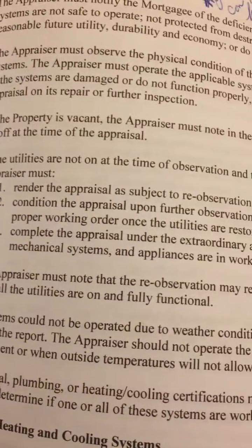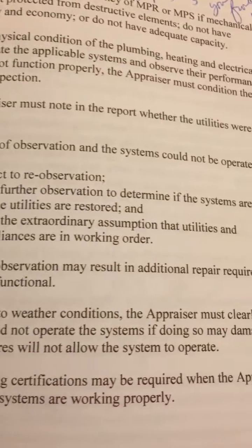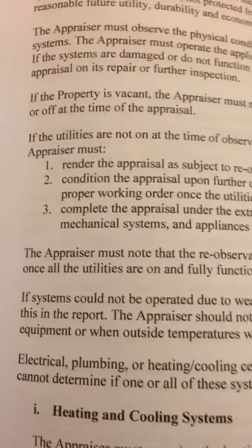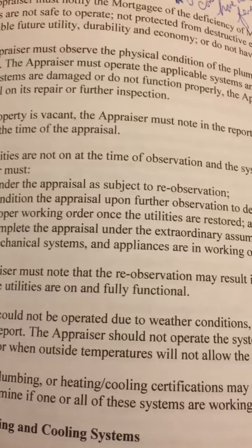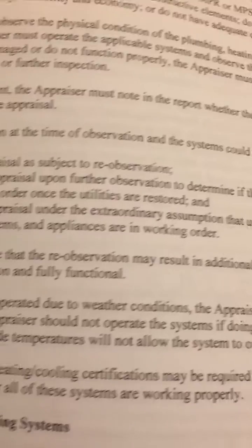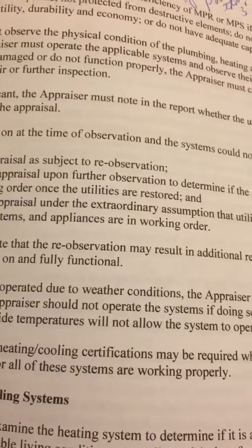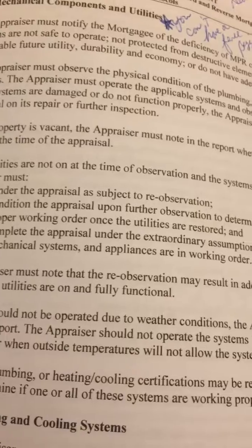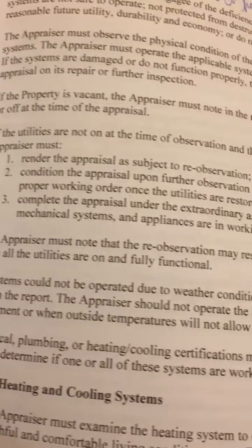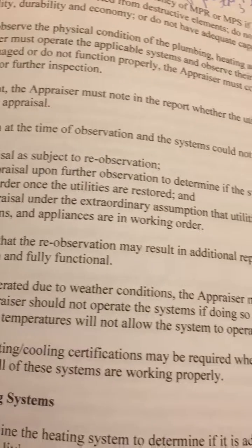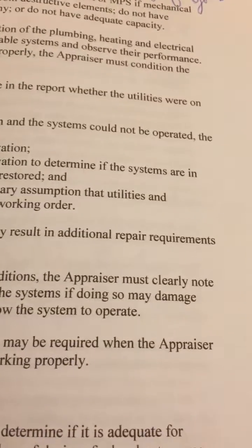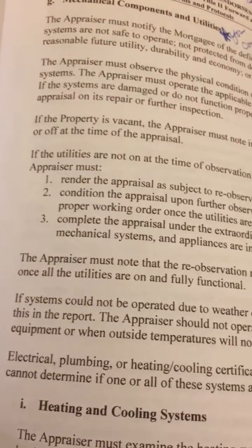2. Condition the appraisal upon further observation to determine if the systems are in proper working order once the utilities are restored. And 3. Complete the appraisal under the extraordinary assumption that utilities and mechanical systems and appliances are in working order. The appraiser must note that the re-observation may result in additional repair requirements once all the utilities are on and fully functional.